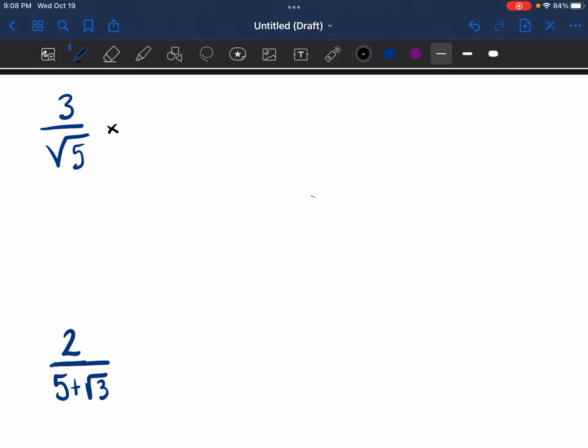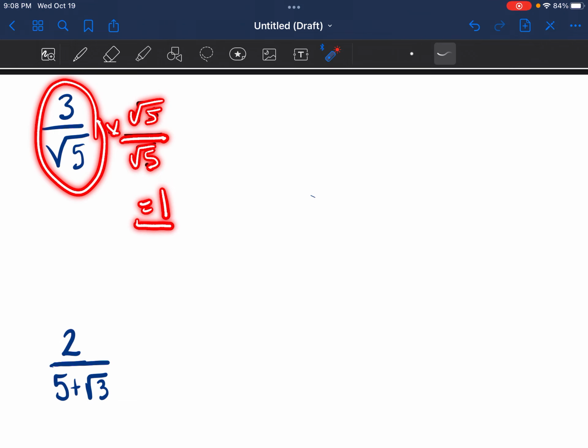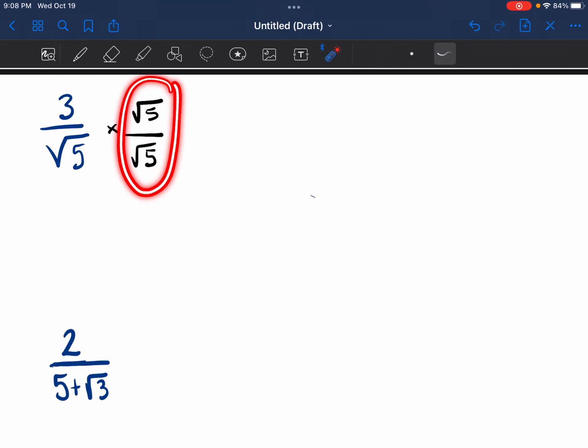So because my denominator is a square root of 5, I'm going to multiply by the square root of 5 on top and on bottom. Now, why does this work? Well, we know that when we have two identical values divided, so a number divided by itself, that just equals 1. And a number times 1 doesn't change its value. So 3 square roots of 5 times what is equal to 1 is still going to have the exact same value as we started with.